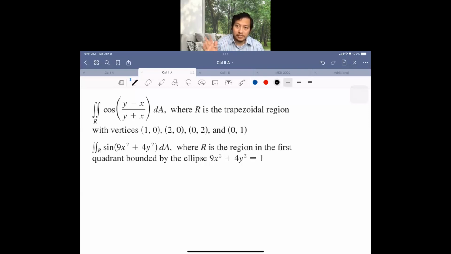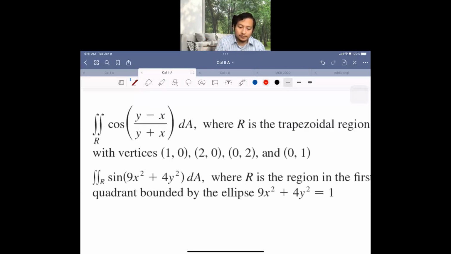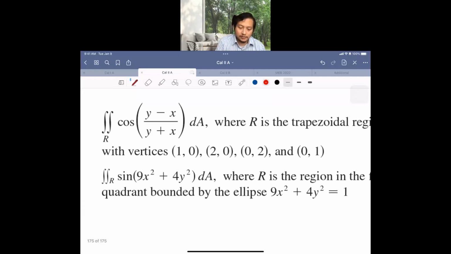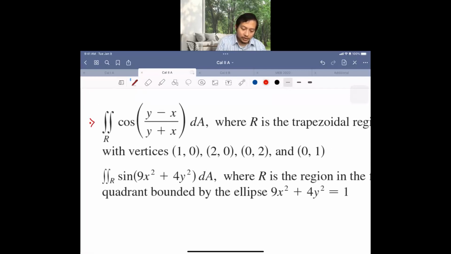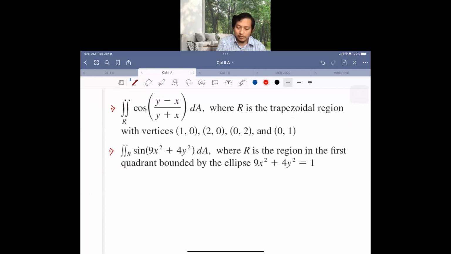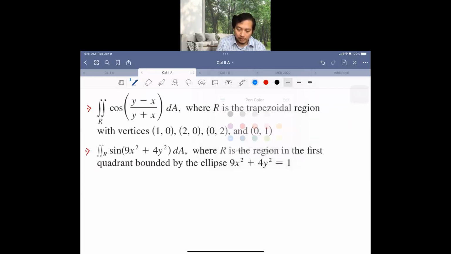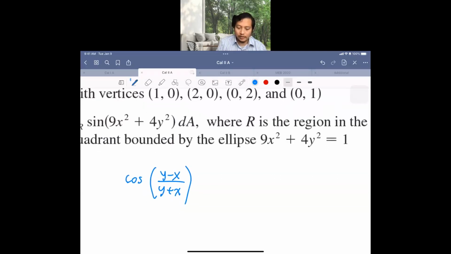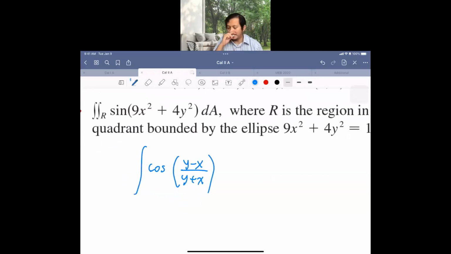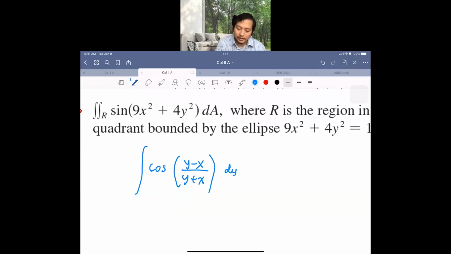Firstly, observe the equations. So you have the cosine here. There are two questions, the first and the second. So you have a cosine of (y minus x) over (y plus x). Let me write it at the bottom here. If you want to integrate this, let me just integrate with a single variable, either dy or dx.